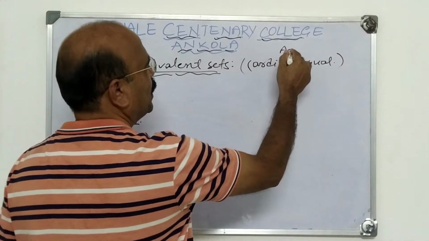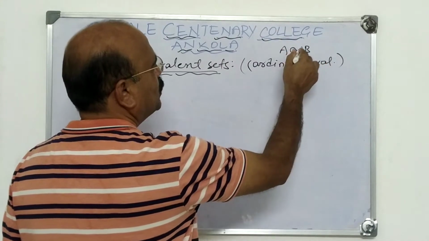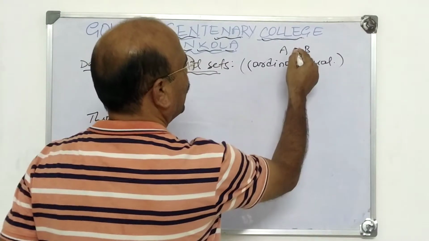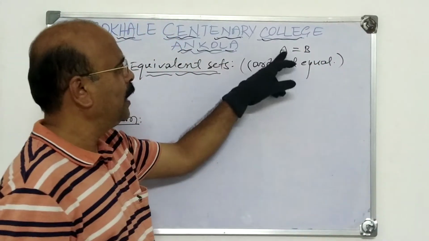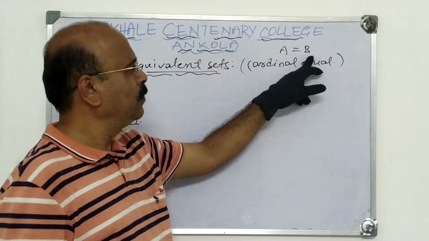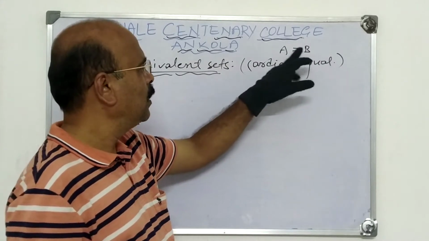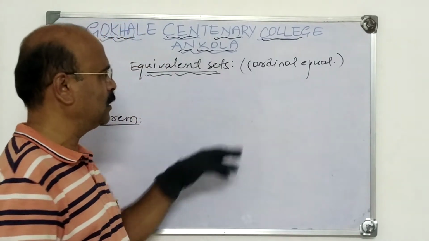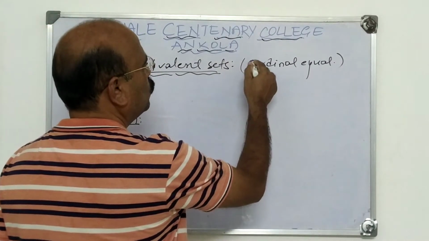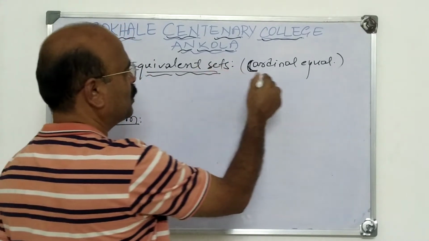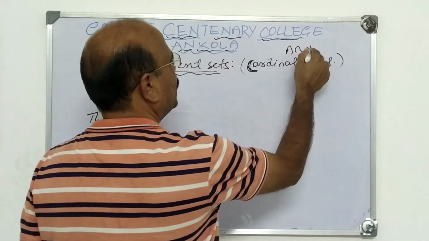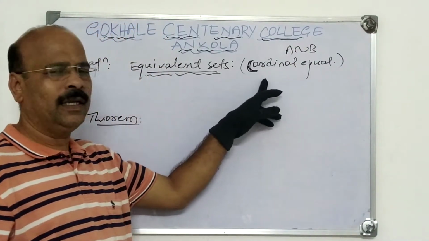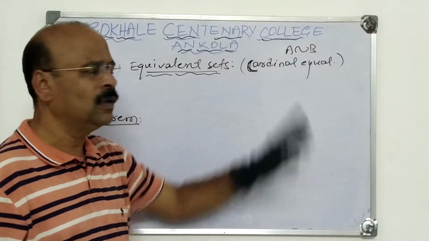How do we define that two sets are equal? A is equal to B means we say that two sets are equal. We write it like this if A is exactly equal to B, or A is a duplicate of B. But now this definition is generalized. We define two sets as equivalent sets, and we denote this notation: A is equivalent to B. Or we say that A and B are cardinally equal. A is cardinally equivalent to B.